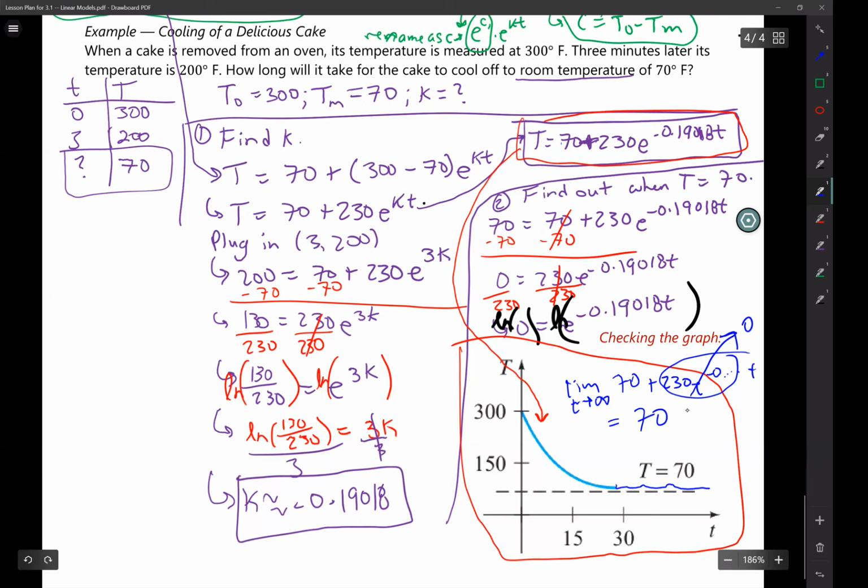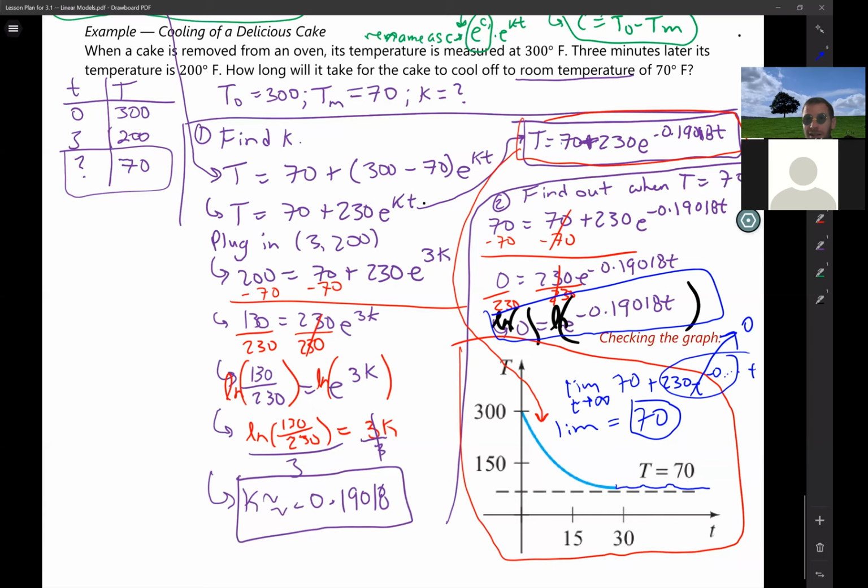So we have a horizontal asymptote. That means that theoretically, our cake is never ever going to equal 70. It's never going to get there. And we saw that right here. This let us know that, man, I can't take ln of zero. So mathematically, this cake theoretically never actually reached room temperature. That's the math of it at least.